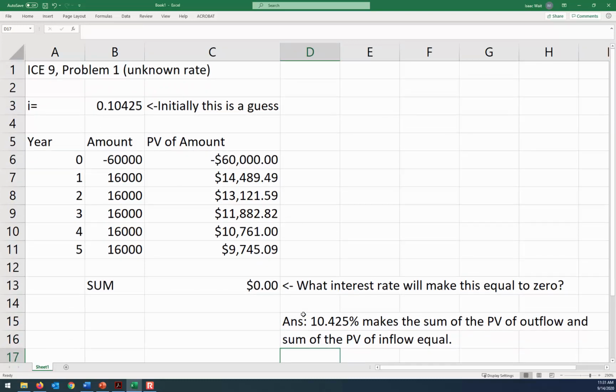By the way, it's a good idea, if you are following along during the in-class exercises, to save your work and save these Excel files, because then they can be a valuable pattern for the homework problems that accompany this.